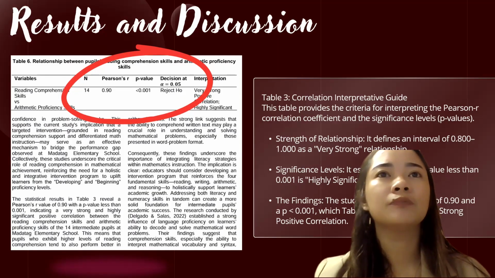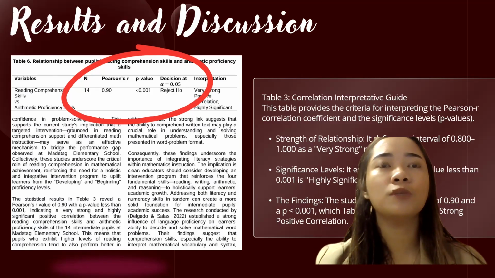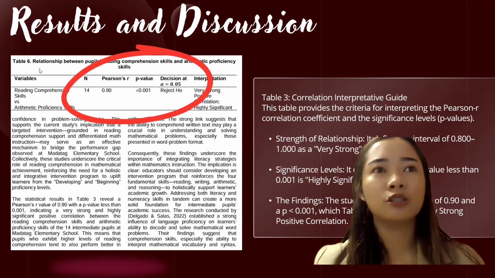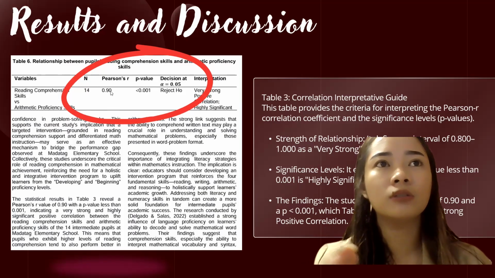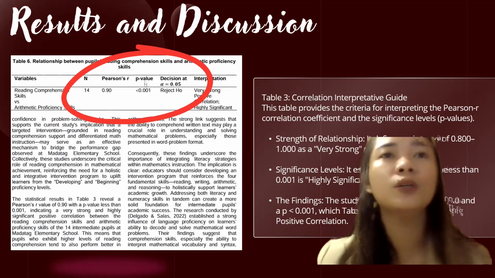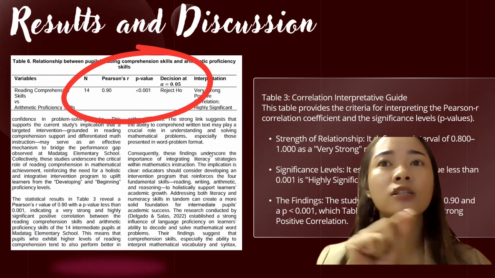In table 6, it shows the result of the Pearson r correlation, the relationship between the pupils' reading comprehension skills and arithmetic proficiency skills. The table shows the two variables, which is very good. The N, which is the total sample. The Pearson r result, which is 0.90. The p-value. The decision, as you can see, reject the null hypothesis. And the interpretation is very strong positive correlation, highly significant. This table provides the criteria for interpreting the Pearson r correlation coefficient and the significance level.